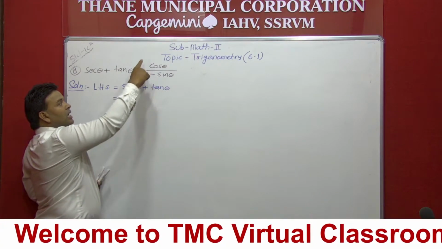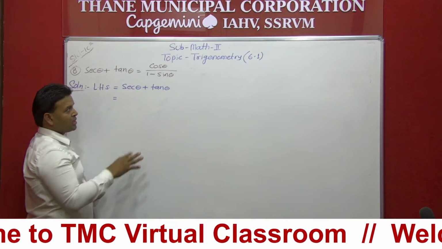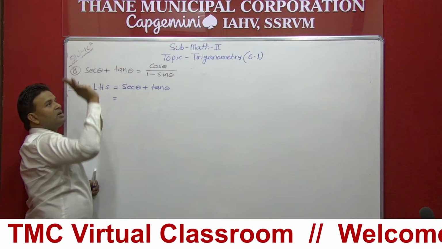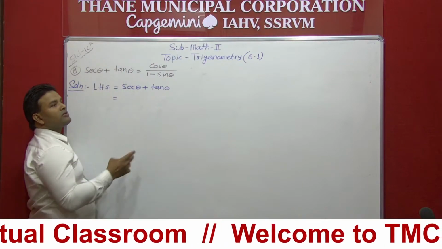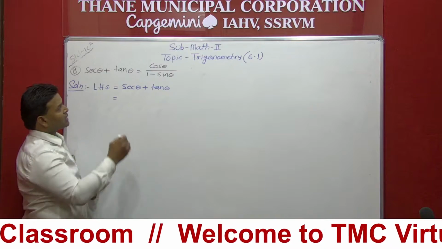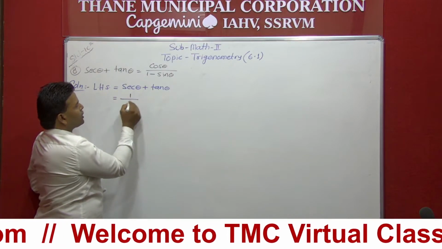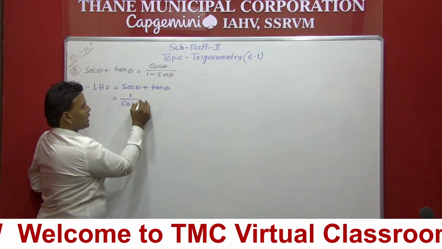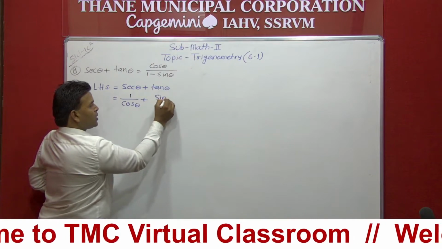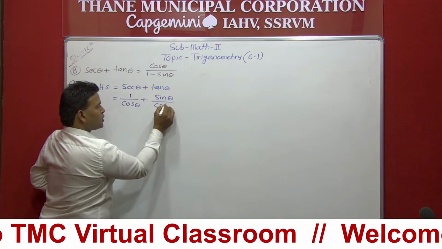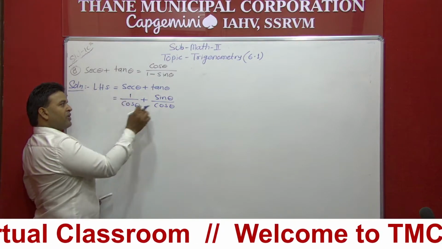Now see, here in the right hand side we have the terms in terms of sin and cos. Here we have sec and tan. So what we can do? We can change this one in terms of sin and cos. So here sec theta can be written as 1 upon cos theta plus this one can be written as sin theta upon cos theta.